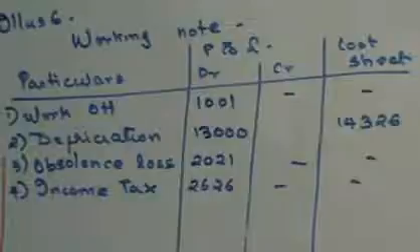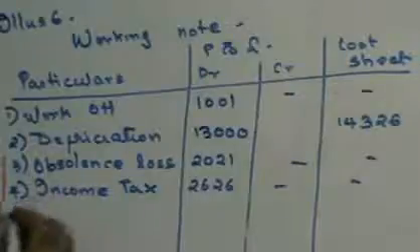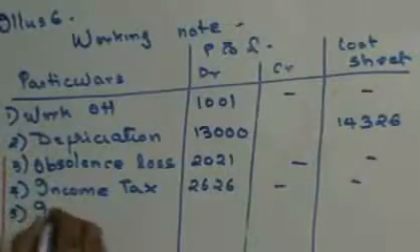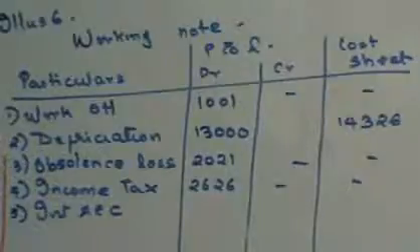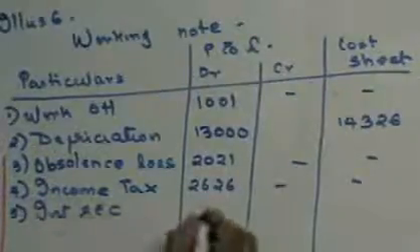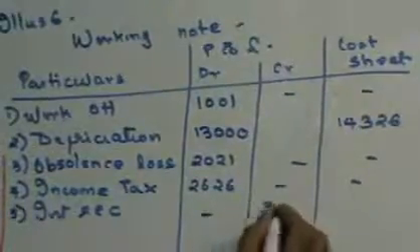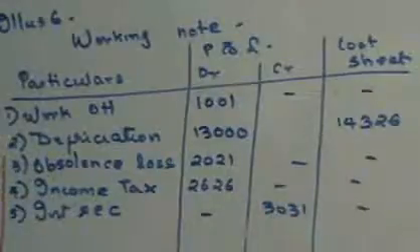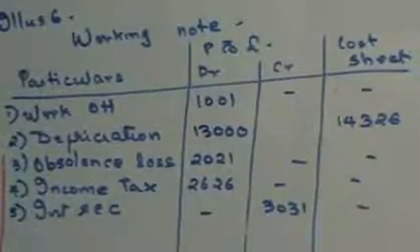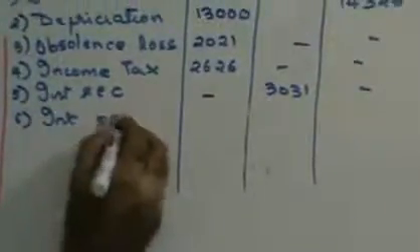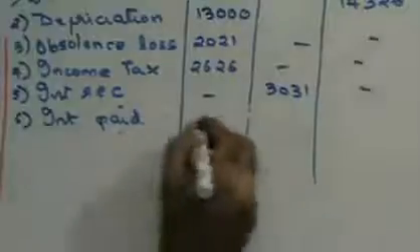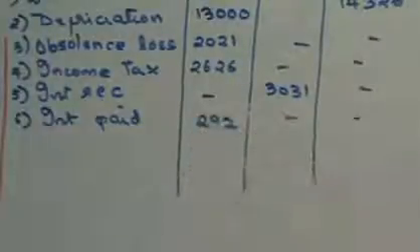Right? Next, interest received. Amount is 3,031. Now, interest received but not recorded in cost. Received, that means it's a credit side entry. 3,031. Next, bank interest debited in finance. Interest paid. You paid an interest of 292. Right? Let's see the framework for this.